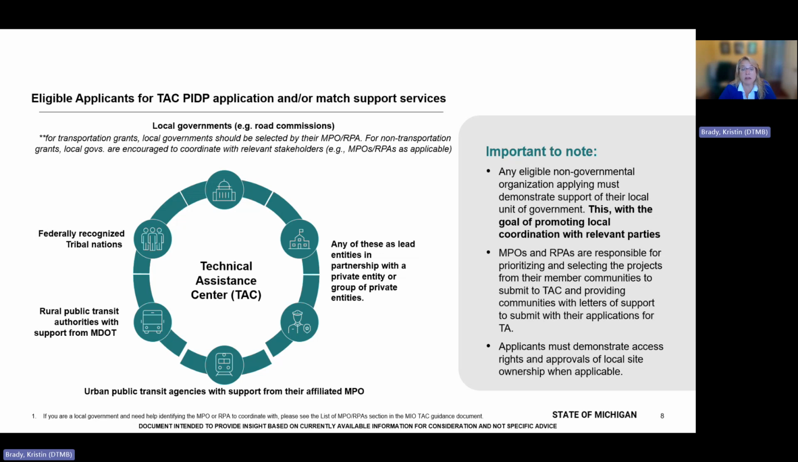Municipal planning organizations and/or regional planning agencies are responsible for prioritizing and selecting the projects from their member communities to submit to the Technical Assistance Center. So if you are applying for technical assistance, you will at the same time be requesting a support letter from your MPO or RPA to support your project receiving technical assistance, which you'll submit with your technical assistance application. They are familiar with this process, so it shouldn't be difficult. But if you have any questions about that, you can always email myself. All my contact information will be at the end of the presentation.